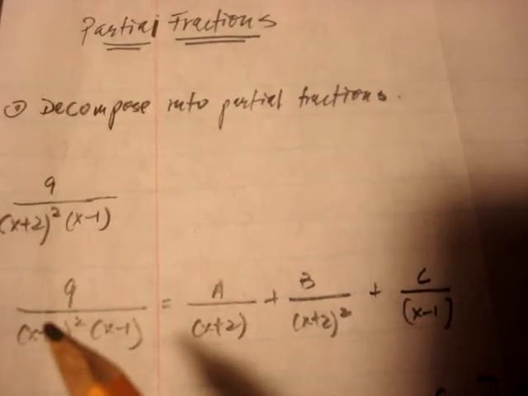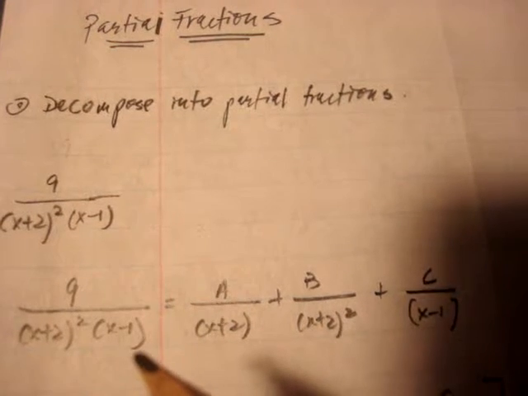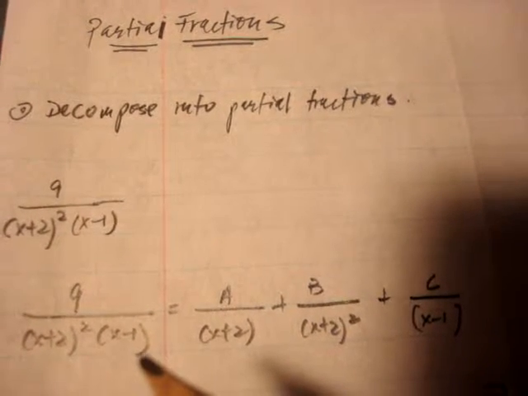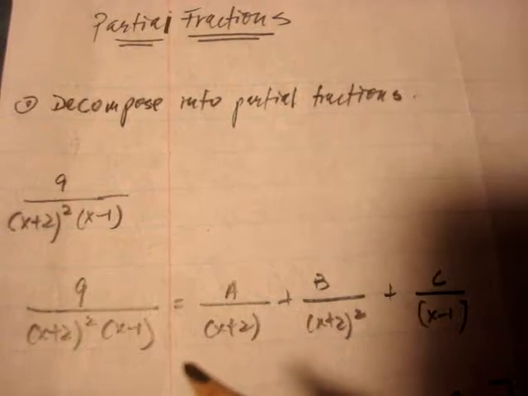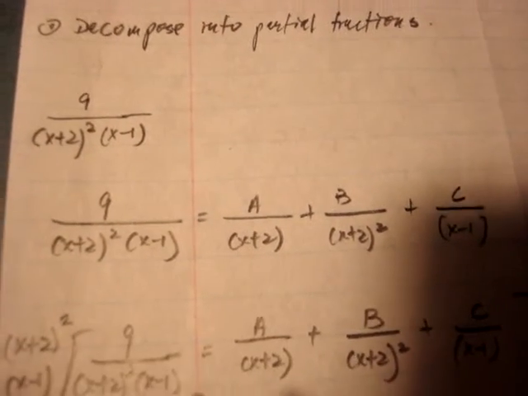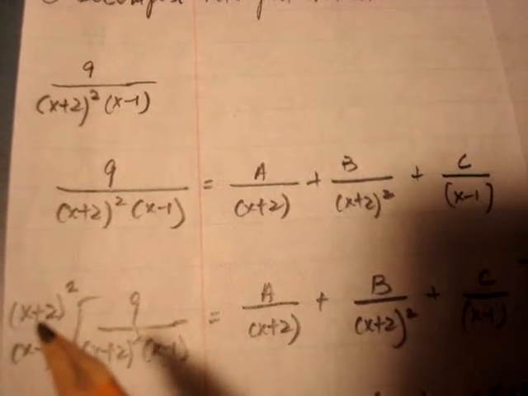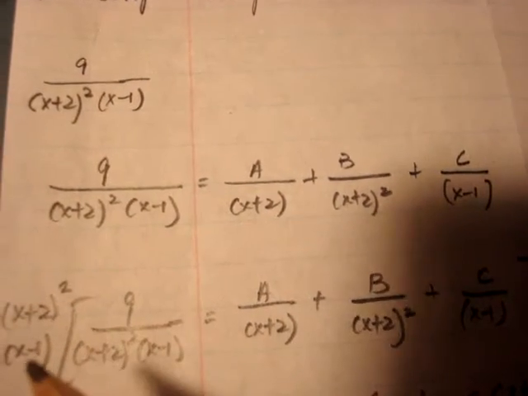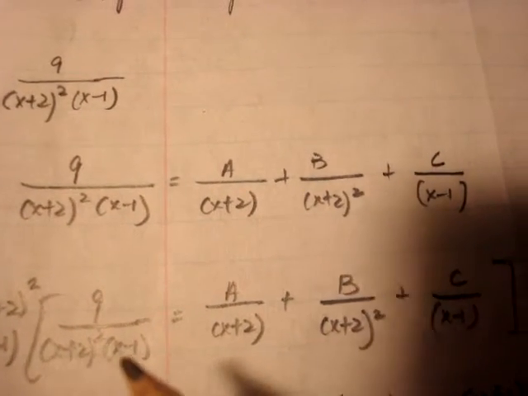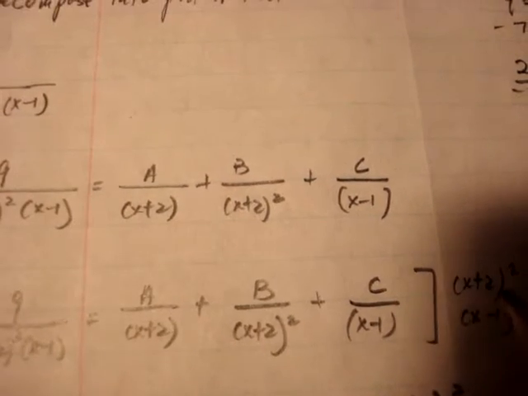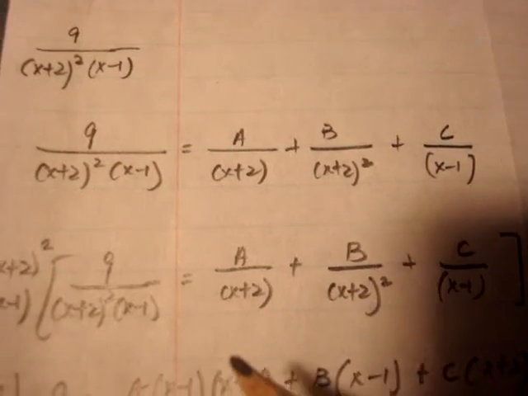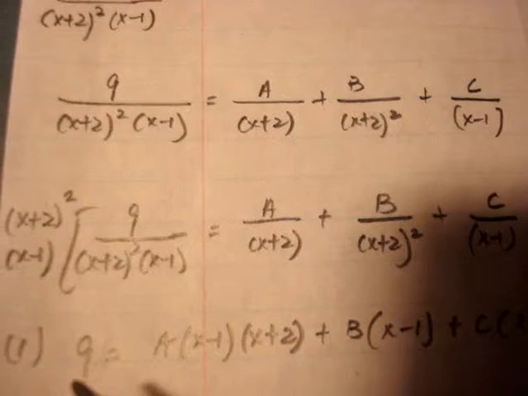Once you have this, it's time to equate the numerators by multiplying by the common denominator on both sides. So the common denominator will be x plus 2 raised to the second power times x minus 1 for both sides. So the equation will become like this.